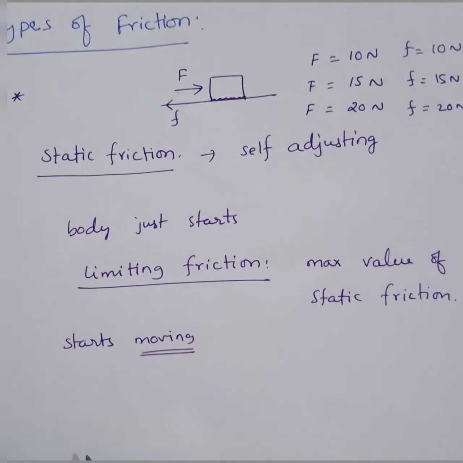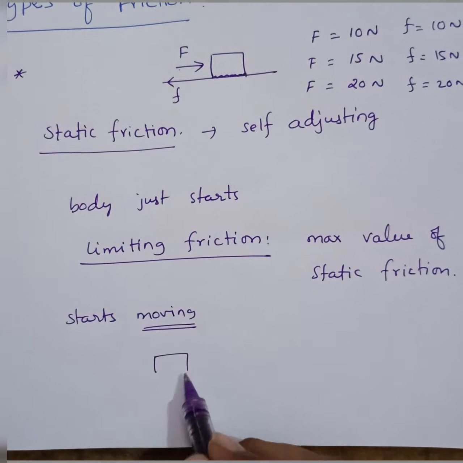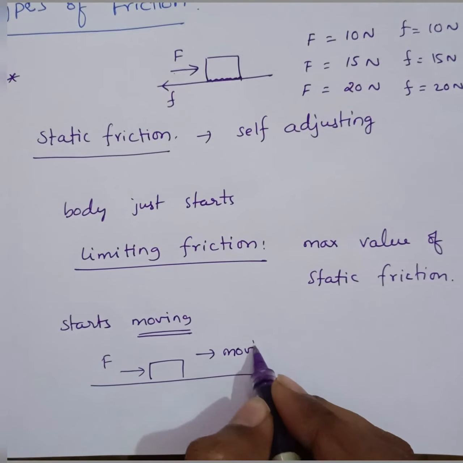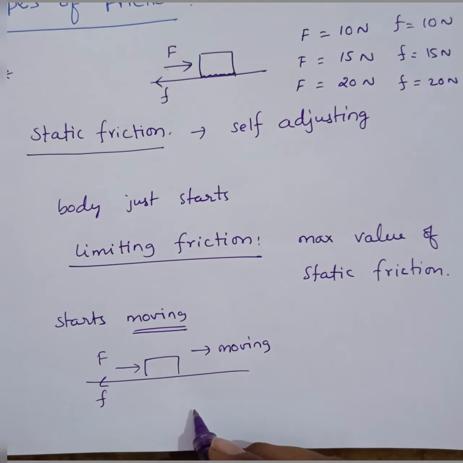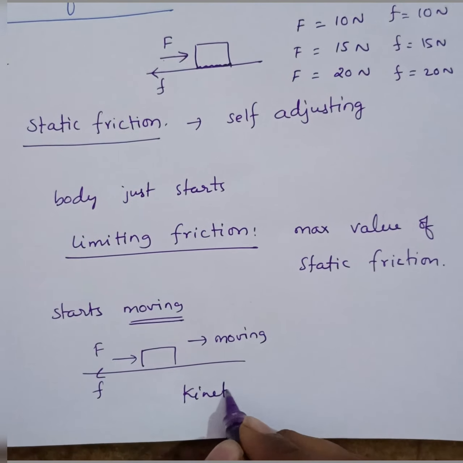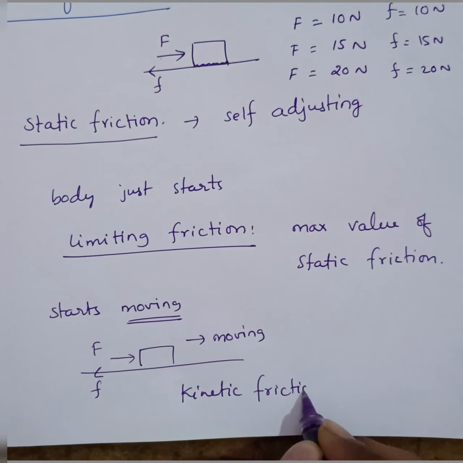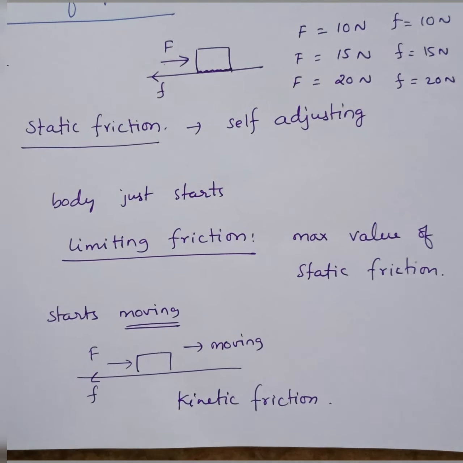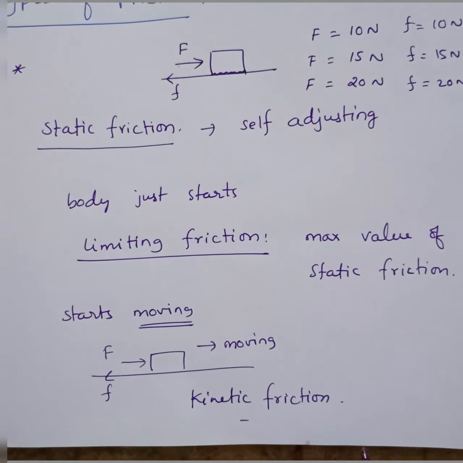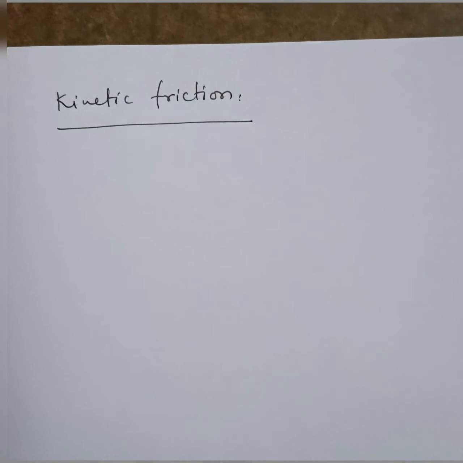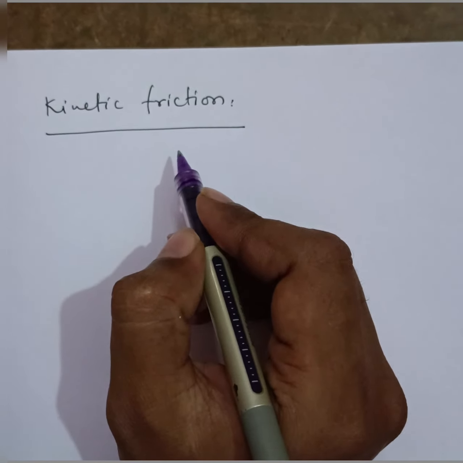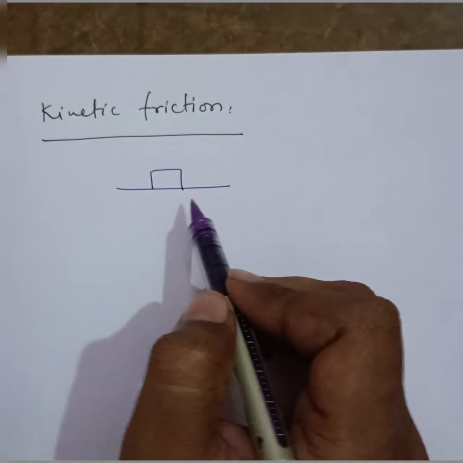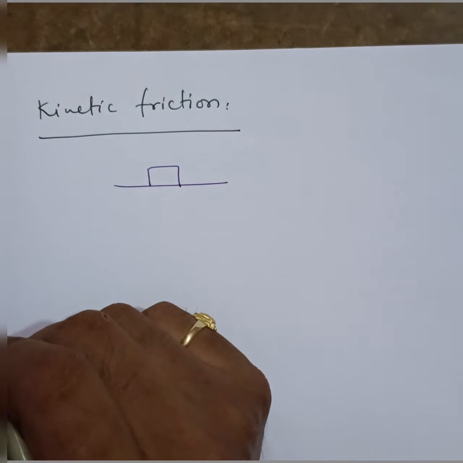Next, if I still apply more force, the body starts moving. Simply we can say it is moving. When the body is moving, the friction between them is known as kinetic friction. Friction is kinetic friction when the body is in motion. In kinetic friction, the body is moving. When the body is moving on another body, the frictional force between them is known as kinetic friction.